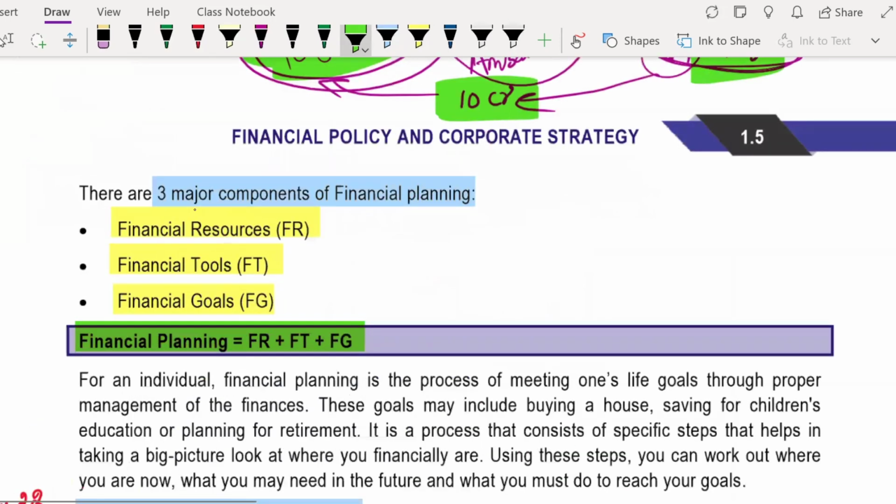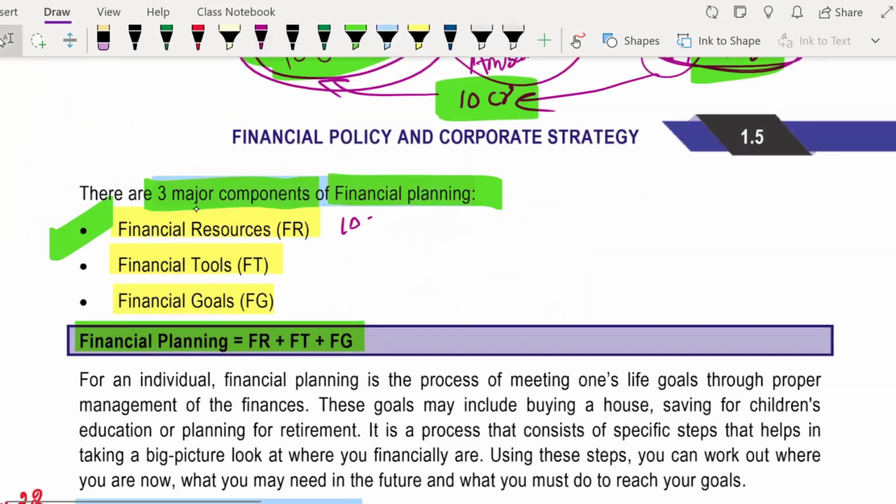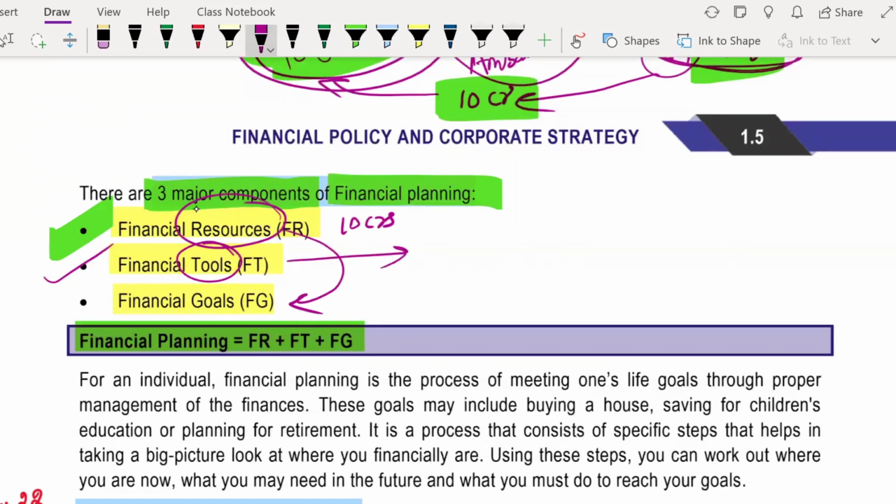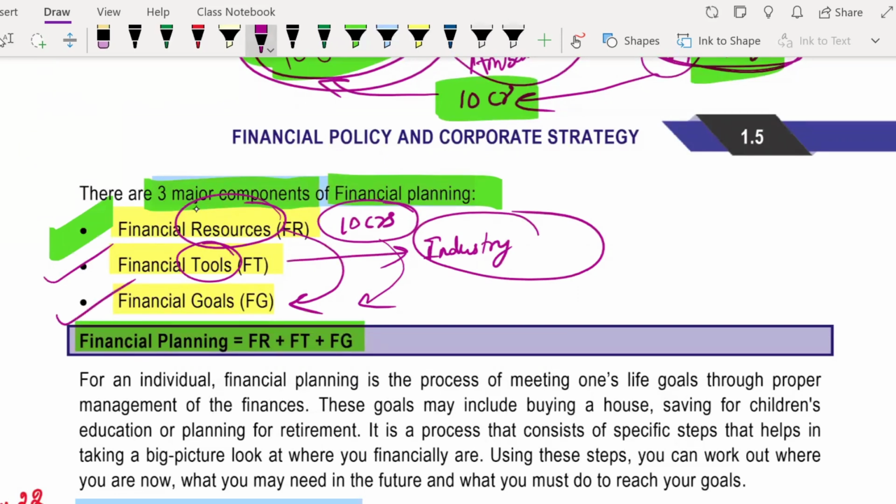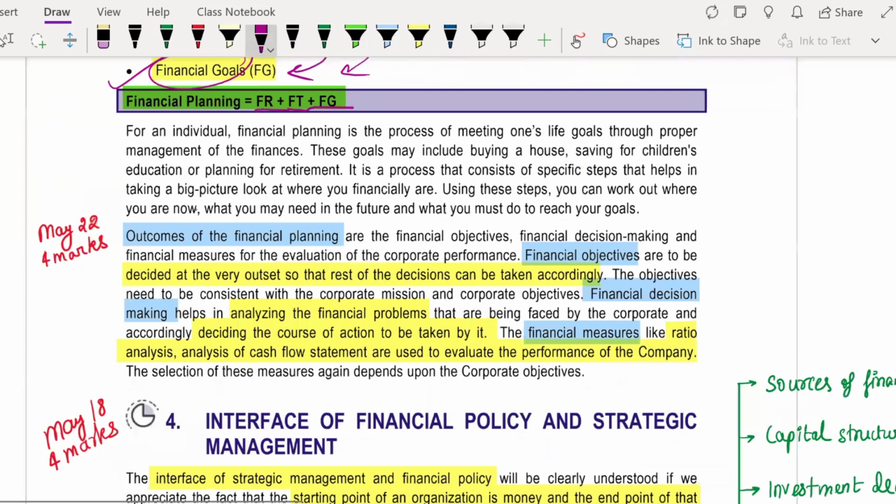Now there are three major components in financial planning. One is your financial resources. That is the 10 crore rupees that you have in your hand. Then you would require financial tools, so that using these tools, you help these resources convert into your goals. These tools can be a ratio, or an industry analysis. For example, with this 10 crore rupees, if you go and enter the mobile business, or the clothing business, this will help you go from 10 crores to 100 crores. This industry analysis is one of the financial tools the financial planner uses to give you insights so that you're able to achieve your financial goals. So financial resources plus financial tools plus financial goals is what is known as financial planning.